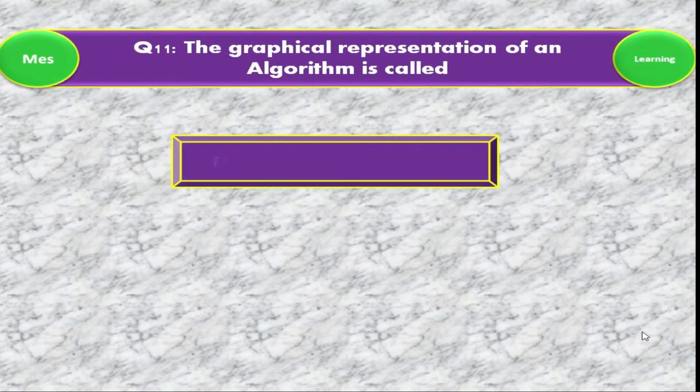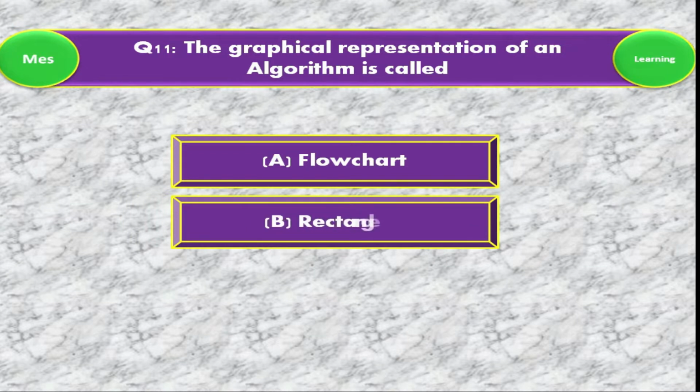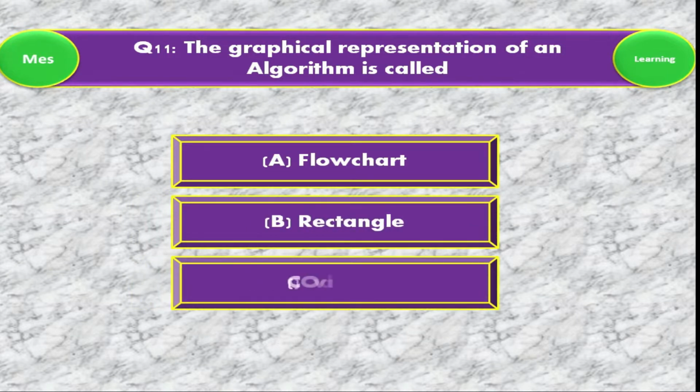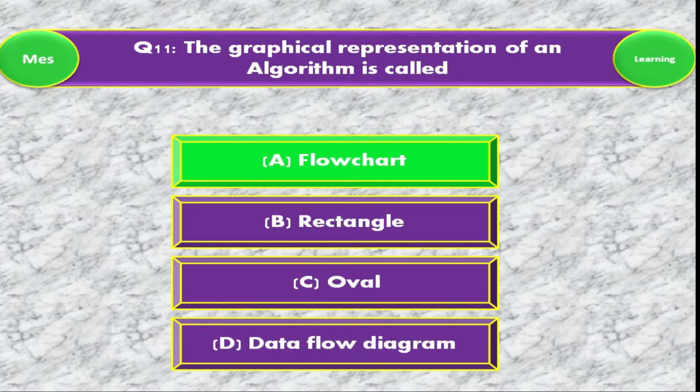Question 11. The graphical representation of an algorithm is called: flowchart, rectangle, oval, data flow diagram. Right answer, flowchart.